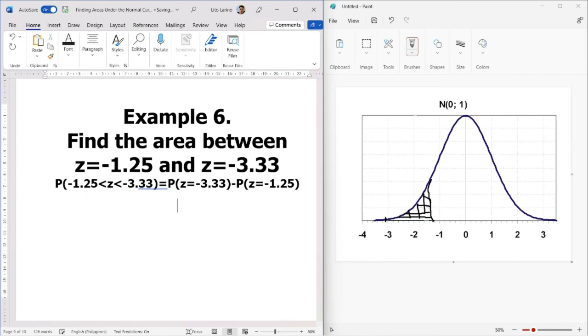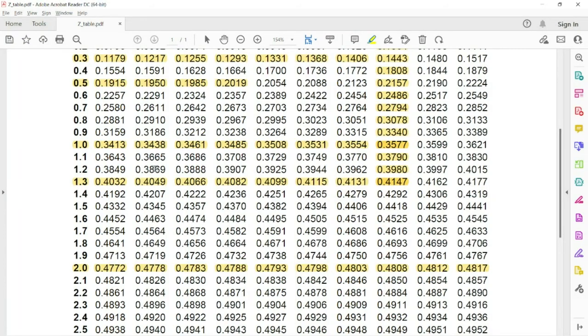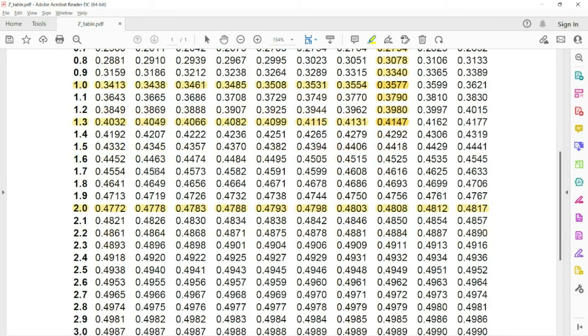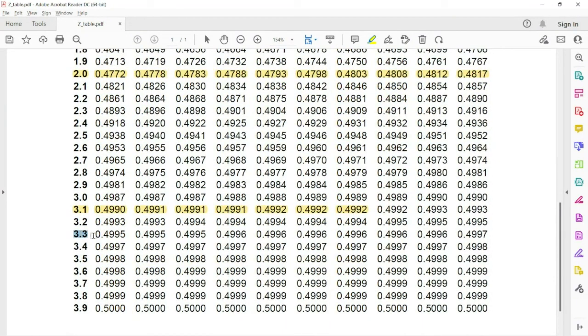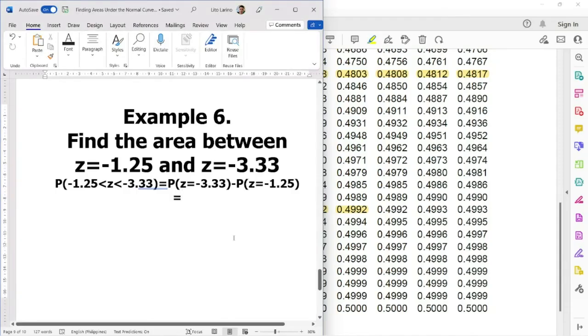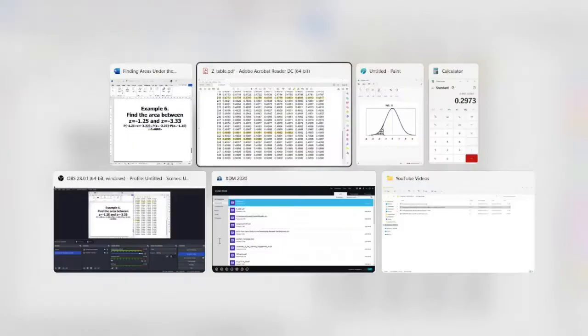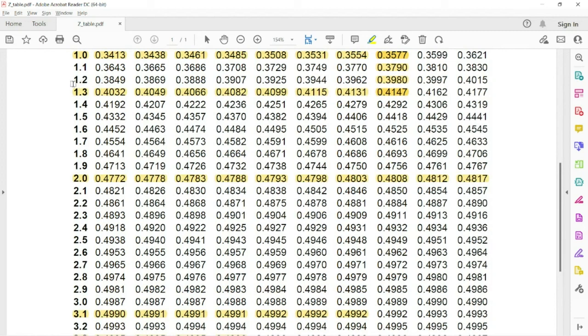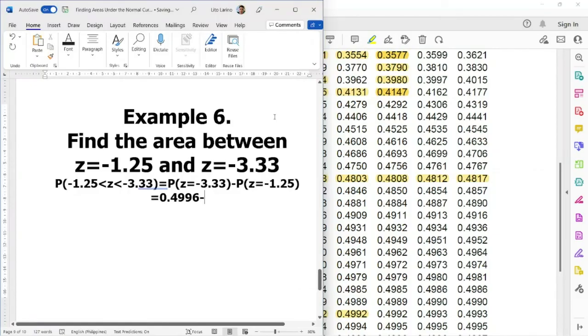Okay. And we have now, that's equal to, what's the area under the normal curve when the z-score is negative 3.33? Let's look at the normal curve areas, standard table. 3.30, 31, 32, 33. That's 0.4996. 0.4996 minus negative 1.25. 1.20, 1, 2, 3, 4, 5. That is 0.3944.